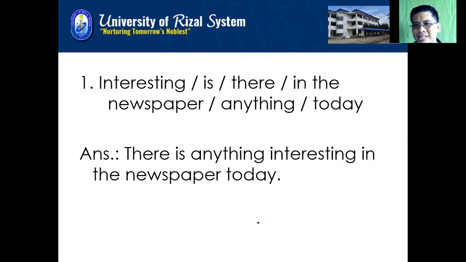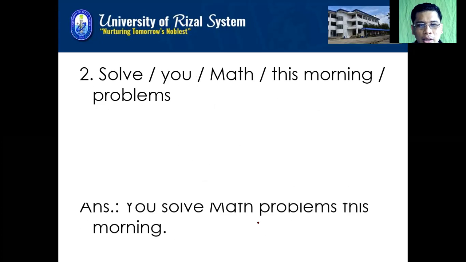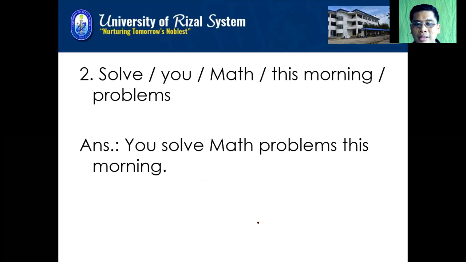There is. So that already gives you an idea that we are following the inverted pattern, which is the VSO. Just like what we mentioned a while ago, that there and here, if the sentence begins with there and here, it follows the VSO pattern. Secondly, you solved math problems this morning. You, which is our subject, solved what? Math problems this morning, when this morning, that is your adverb. So the answer is subject, transitive verb, direct object, and adverb. Okay, so how are you getting the answers correctly?